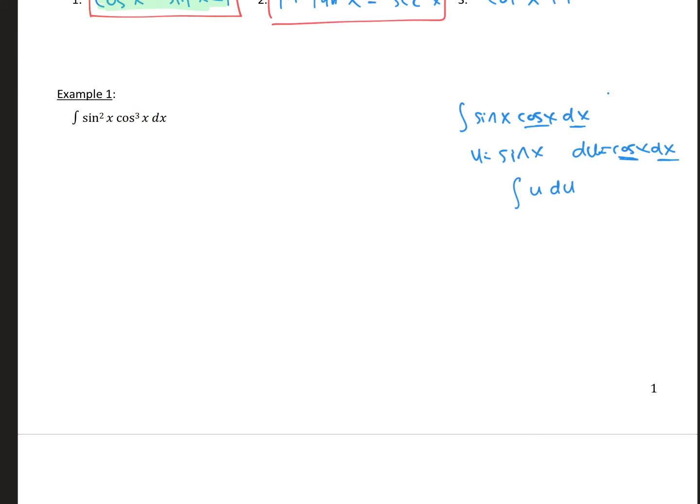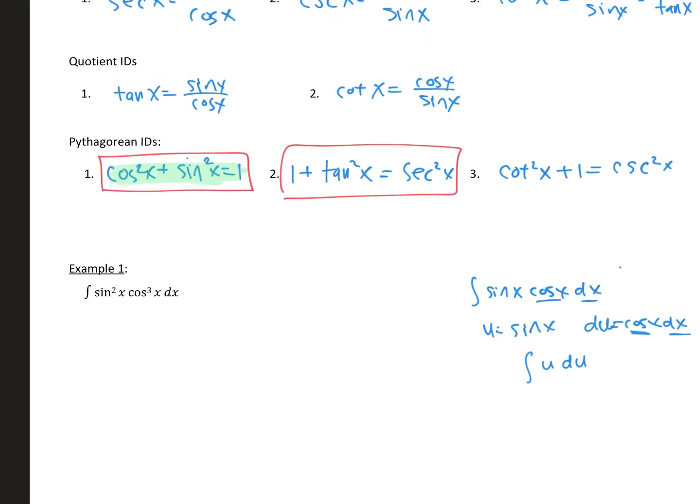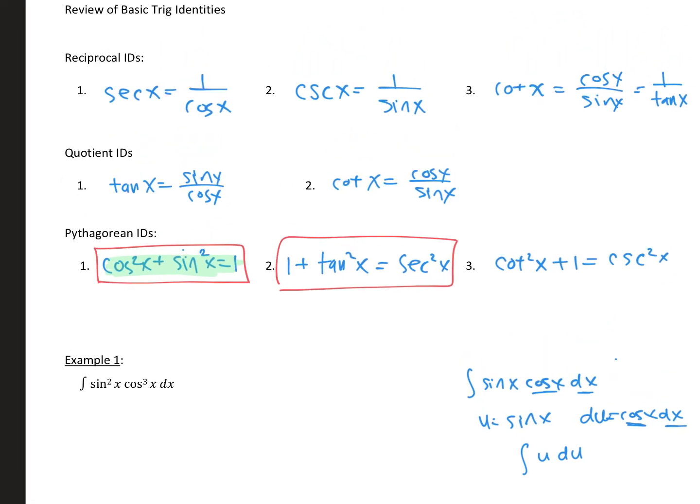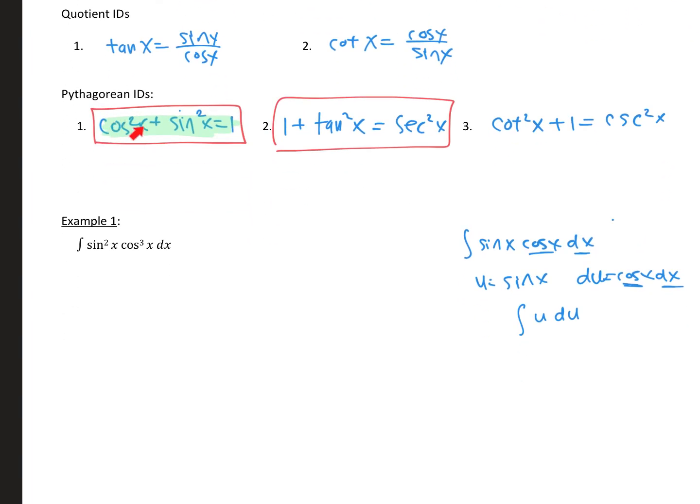The only problem here with the original question, example 1, is cosine cubed. If I didn't have the cube, if it was just cosine, then it'd be easy. I can let u be sine and then go from there. I noticed that, as I said before, I can convert cosine squared into sine squared. So cosine squared x is equal to 1 minus sine squared x. And I can say the same thing about sine squared. So this allows us to convert cosine squared in terms of sine or vice versa.